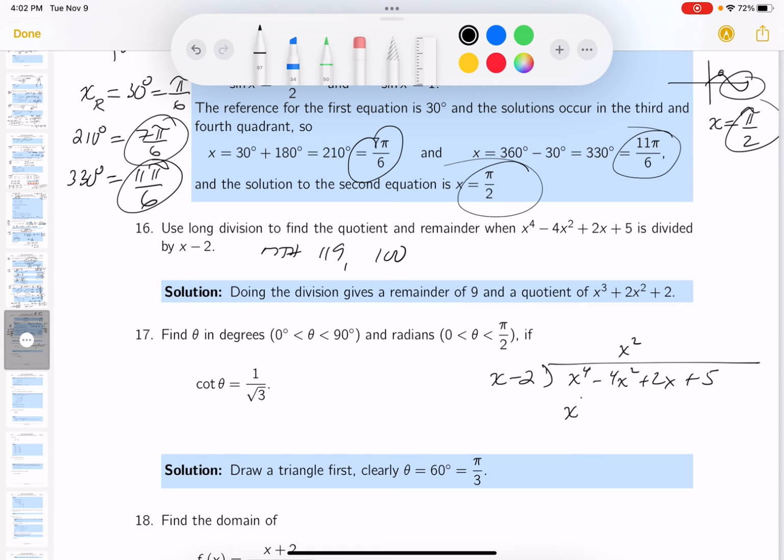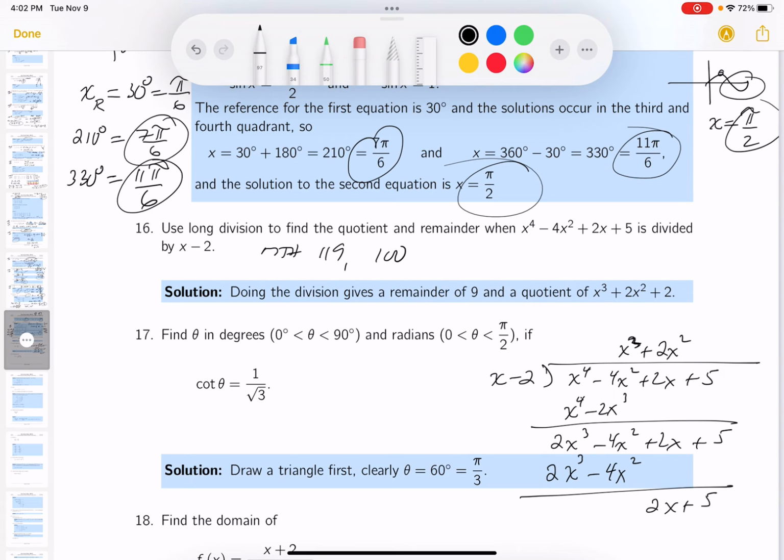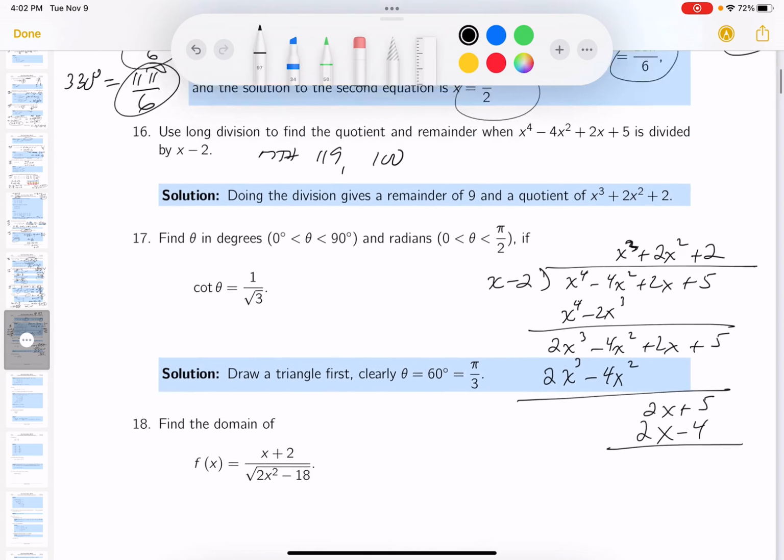x cubed. I'm sorry about that. You would get x to the fourth minus 2x cubed. I'm going to do subtraction. You get 2x cubed minus 4x squared plus 2x plus 5. If you make a mistake, you'll know that by looking at the answer key. What am I doing now? I'm going to put down plus 2x squared. What do you get there? You're going to get 2x cubed minus 4x squared, right? Wow, that's convenient. What do I get? 2x plus 5. Let's repeat. Plus 2. We'll check the key later. 2x minus 4. The remainder now is 9.